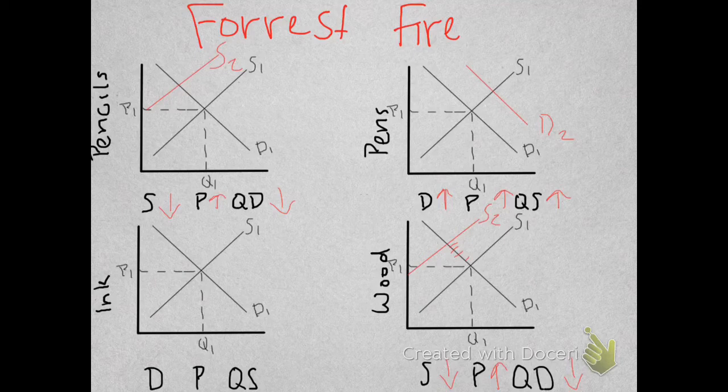And the last thing we'll talk about is ink. Ink is what goes in pens, so therefore, if there is an increase in demand of pens, there will be an increase in the demand of ink. This will work in the same way as pens worked. As the demand increases, the price increases, and the quantity supply increases.